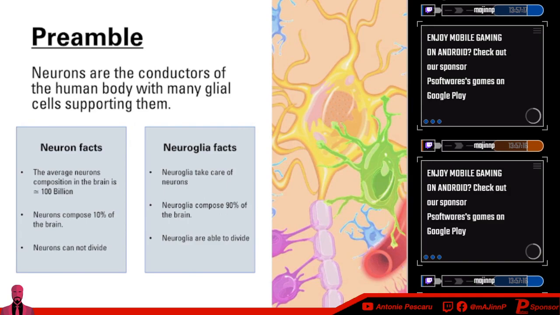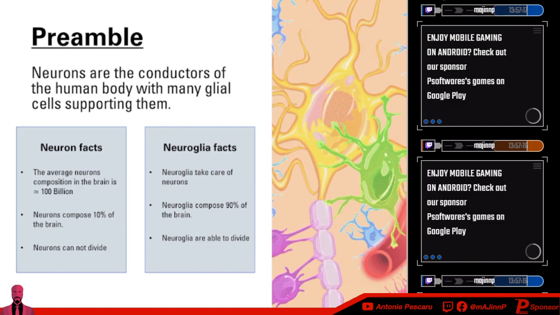Well, think of neurons as being the attack damage carries of the human body. They're the ADCs, right? And alongside them, who says ADC also says supports, and that's where your glial cells come in. So neurons are the conductors of the human body with many glial cells supporting them. Starting with the neurons, the average brain contains about 100 billion of them. So that's a lot of them.